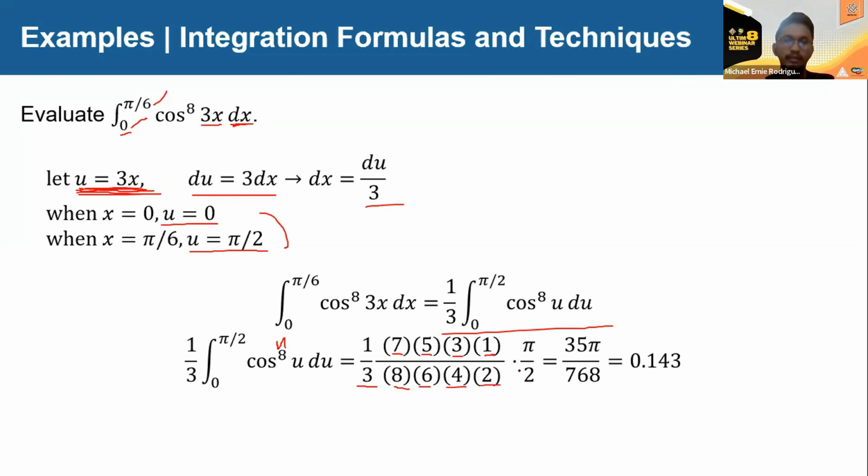And then, times alpha value. So, yung ating n is even, so we have pi over 2. So that is 35 pi over 768. So this is 0.143.